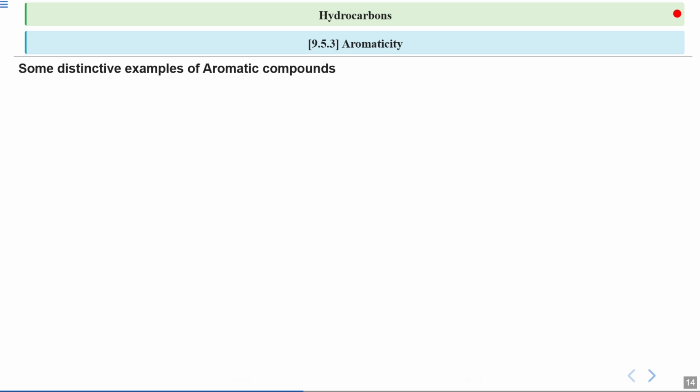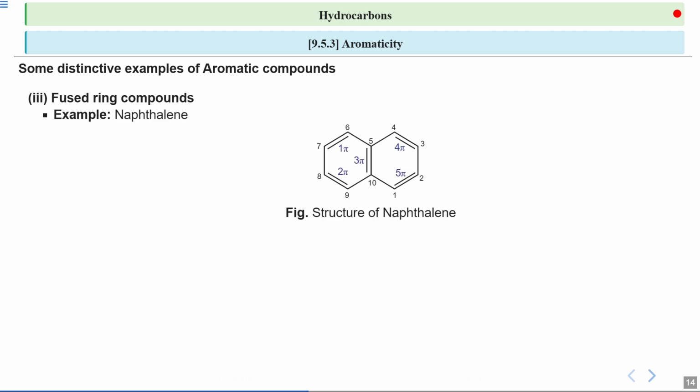Now, we will look at the third distinctive example of aromatic compounds, which is fused rings. These are aromatic compounds where 2 or more rings share common carbon atoms. A classic example of this is naphthalene. This structure is more complex than a simple benzene ring. So here is naphthalene shown in the image. Naphthalene consists of 2 benzene rings fused together sharing 2 carbon atoms. This fused structure gives naphthalene chemical and physical properties unique compared to single ring aromatics.